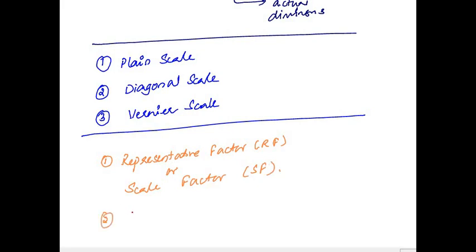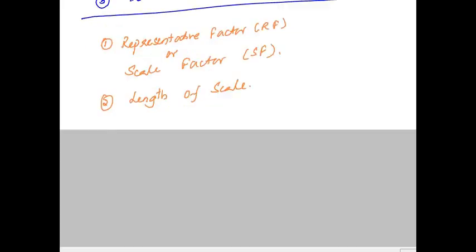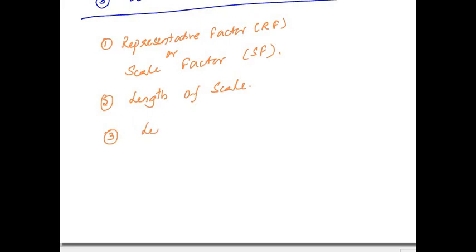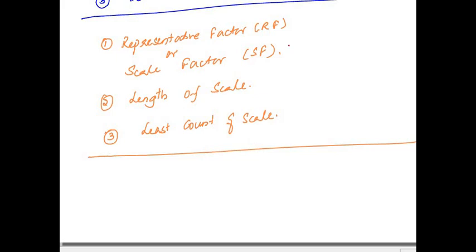Second, we need to know the length of the scale, the length that we are supposed to draw. And third, we need to know the least count of the scale, or the least dimension that I have to measure on the scale. So these 3 things are necessary to construct any scales: representative factor, length of the scale, and least count of the scale.